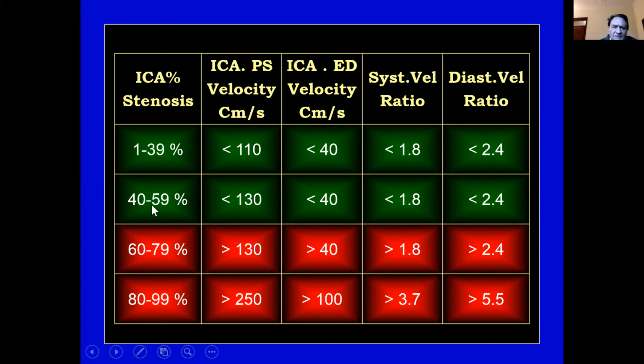And if you can see up to 60%, there's no disturbance in velocities and there's no disturbance in the ratios. But above 60%, there is an increase in the velocity, systolic, diastolic, and the ratios are increased. So for early stenosis, you cannot rely on ICA-CCA ratios, systolic and diastolic ratios. You have to use some other means to measure them and report it.